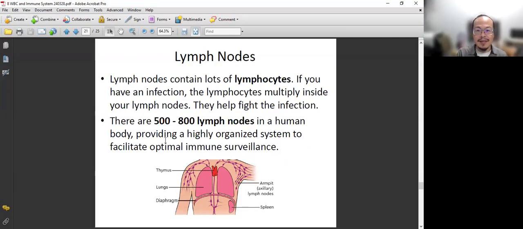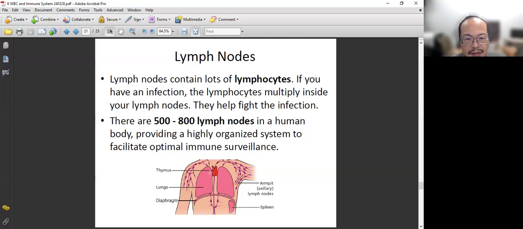All right. So that's the lymphatic vessel and the lymph. And the ones present along these lymphatic vessels are lymph nodes. We have a lot of lymph nodes, 500 to 800 lymph nodes in our body, and each one is an army base. So we have a lot of B cells, T cells waiting there.